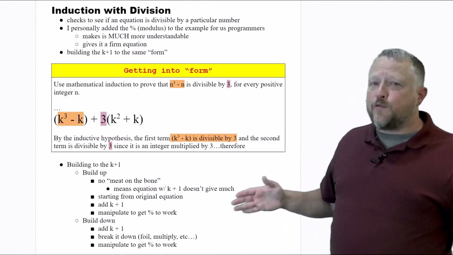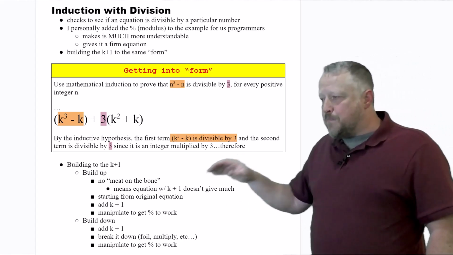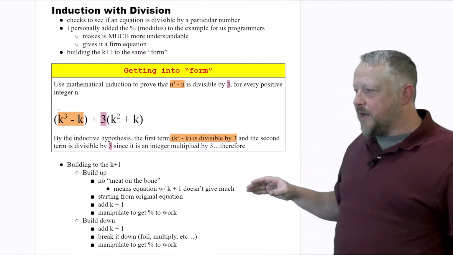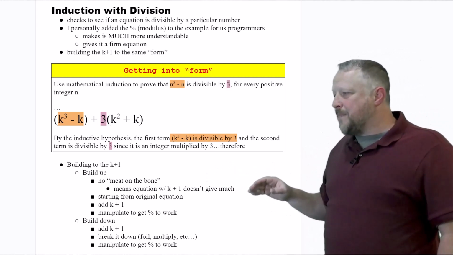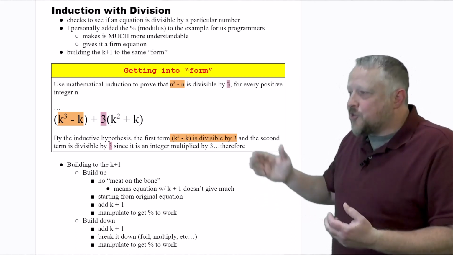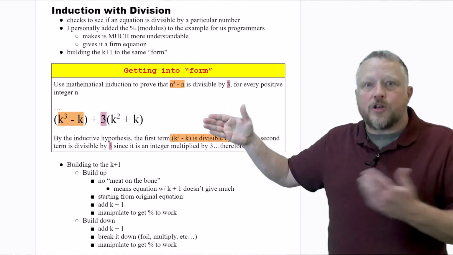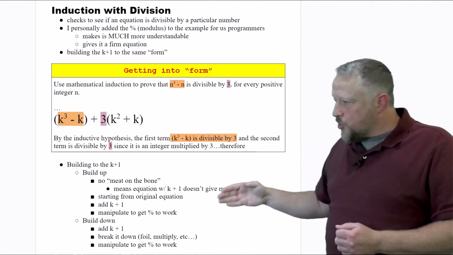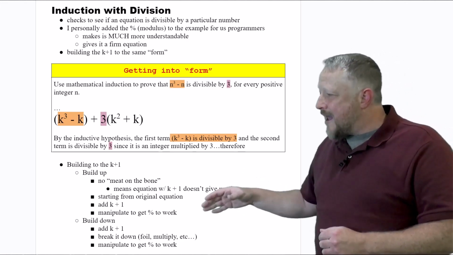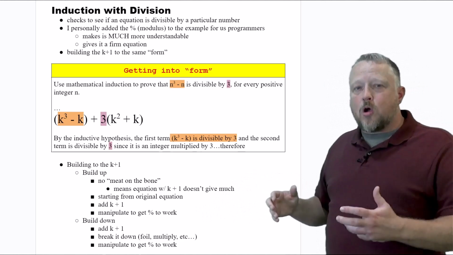You've seen this before too. There's a build up and a build down to this. In the build up scheme, you're not going to have a lot of meat on the bone, meaning the equation with K plus 1 doesn't give us much to finagle and get us to where we want in our overall form in order to do this. So we're going to start from the original equation, which is very similar to what we had before. We're going to add K plus 1, and then we're going to manipulate to get our modulus to work out.